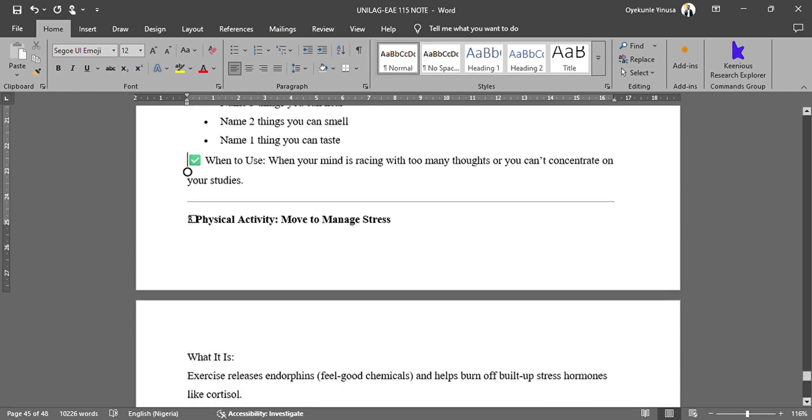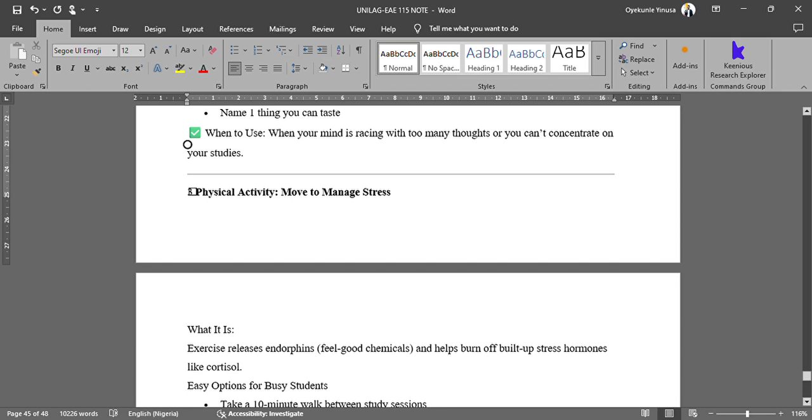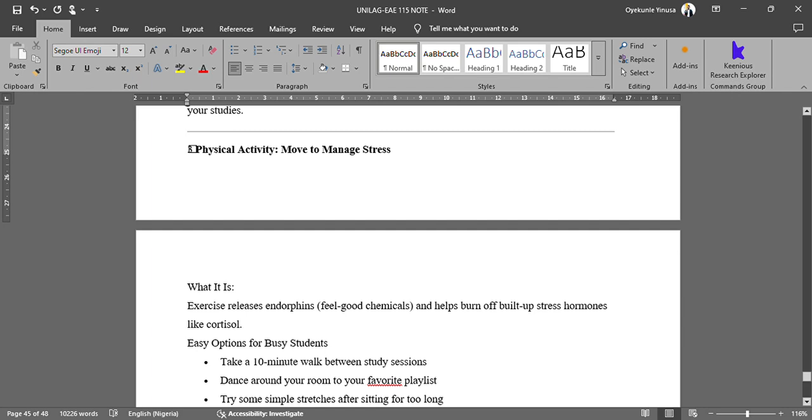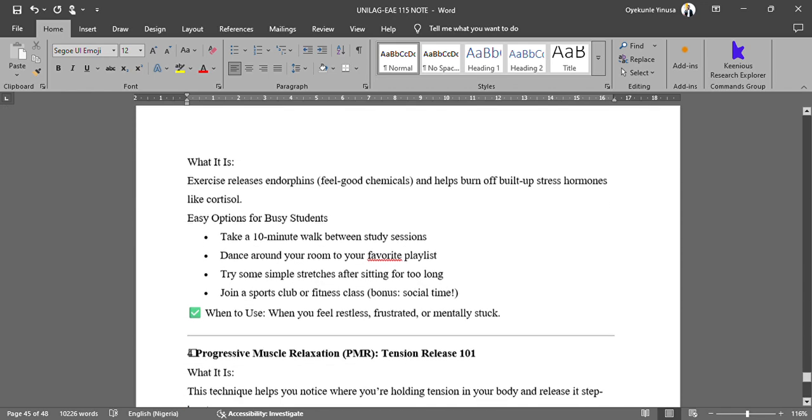When to use it? When your mind is racing with too many thoughts, or you can't concentrate on your studies. Then you discover that if you try mindfulness, it will work well for you. Physical activities. Move to manage stress. Exercise releases a hormone called endorphins. It's a feel-good chemical, and it helps you to burn off a bit of stress hormones like cortisol.